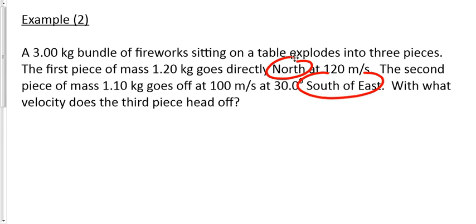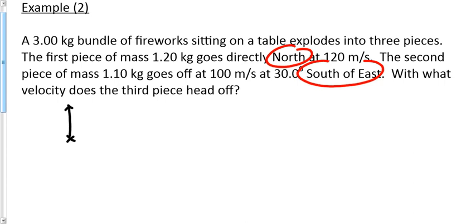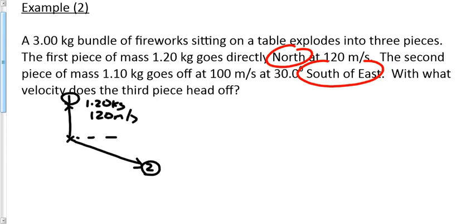We have this fireworks bundle exploding right here. We know that one piece goes north, 1.20 kilograms, 120 meters per second. We know that another piece goes south of east. This 30 degrees is measured from the east, but south from the east, south of east. Its mass is 1.10 kilograms, and its speed is 100 meters per second.